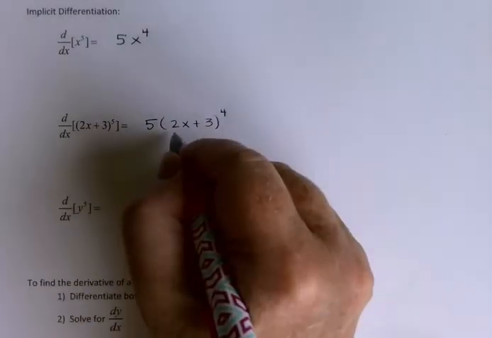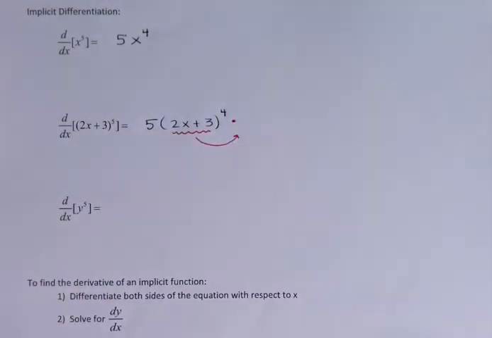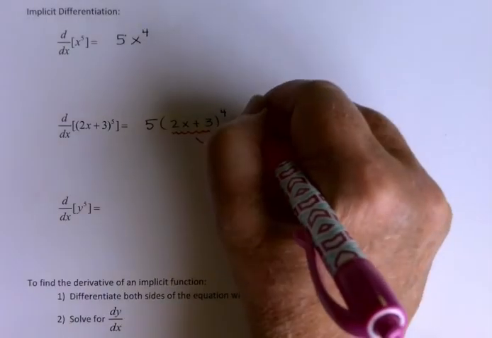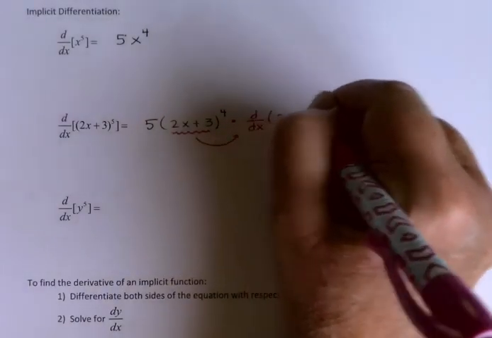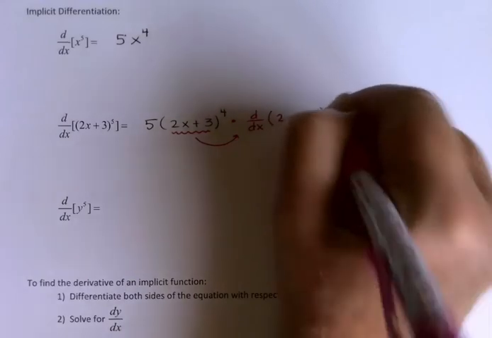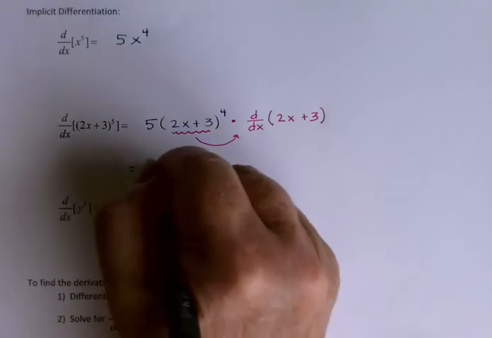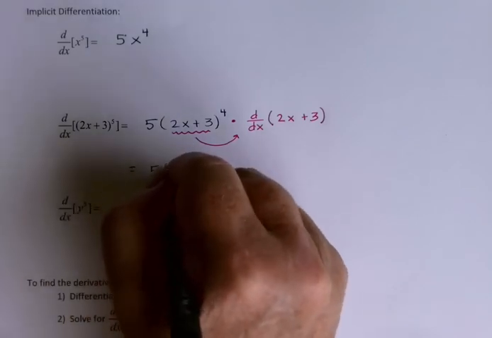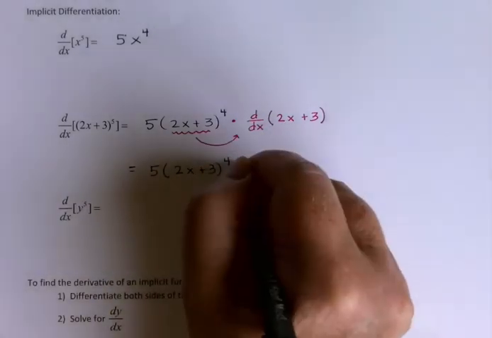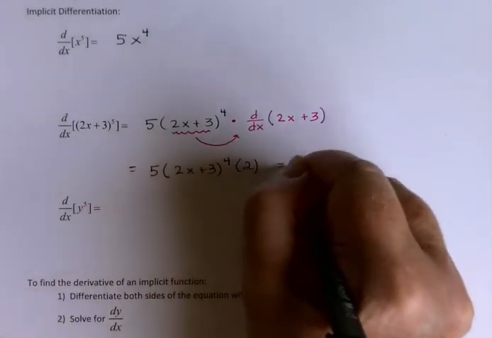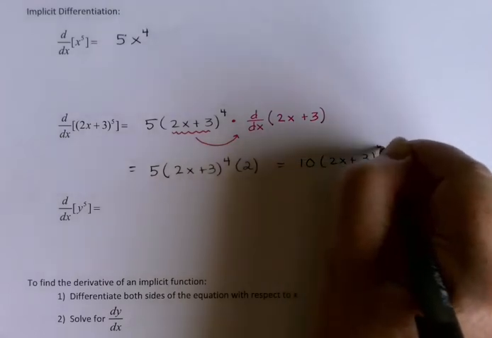But then our chain rule said, multiply that by the derivative of the inner function. And I'm going to be very, very explicit this time. I have to multiply by the derivative of 2x plus 3. That's my chain rule. So I ended up with 5 times (2x plus 3) to the 4th times 2, or 10 times (2x plus 3) to the 4th.